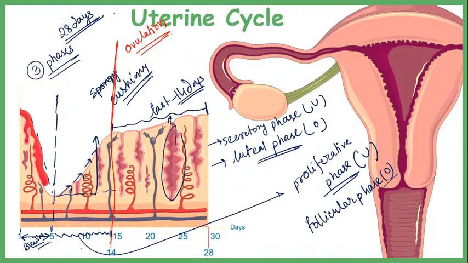Let me repeat. What happens? Every female undergoes a monthly cycle of 28 to 30 days every month. This cycle is due to the rise and fall in hormone levels. How the hormone levels rise and fall is beyond the scope of our syllabus, that's why we are not discussing it. Apart from that, we can classify this entire cycle into 3 parts.